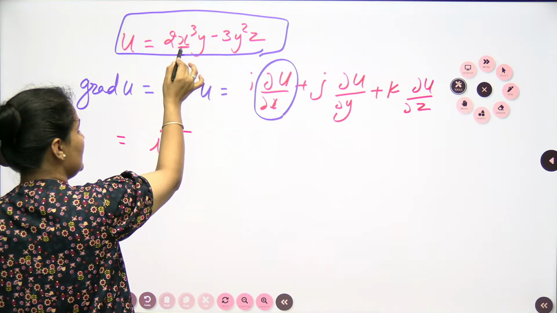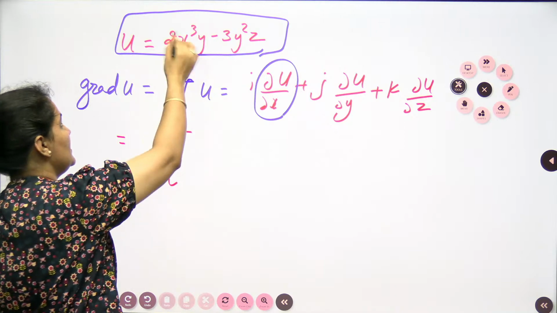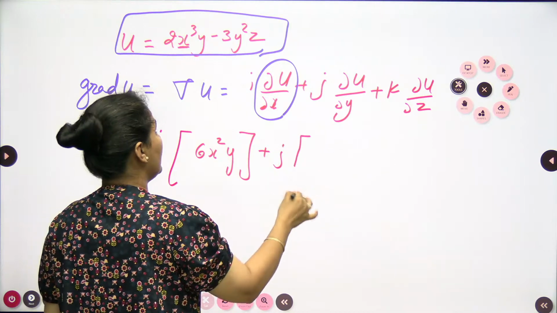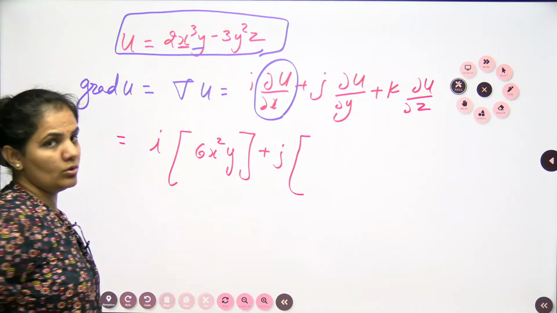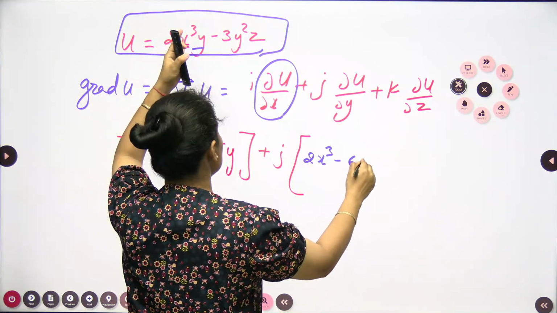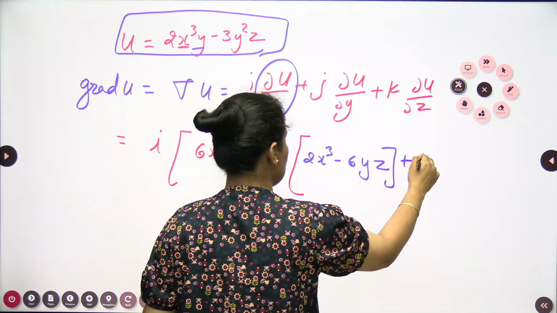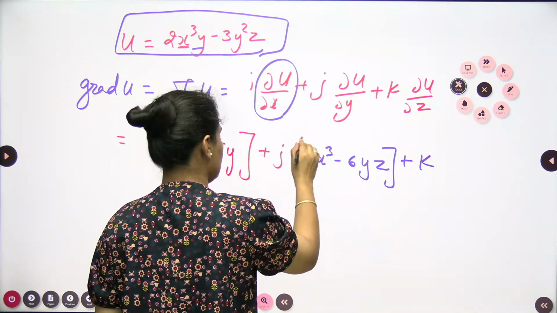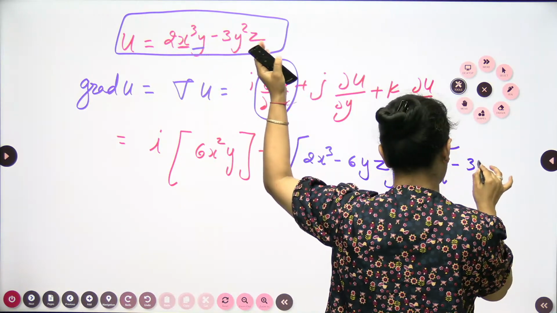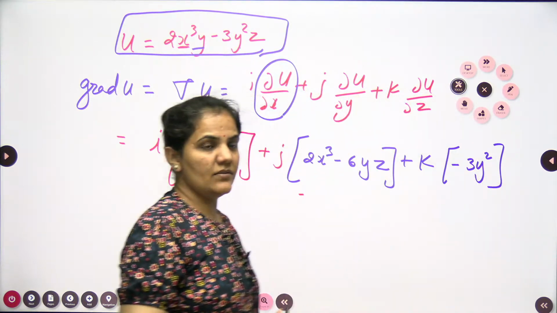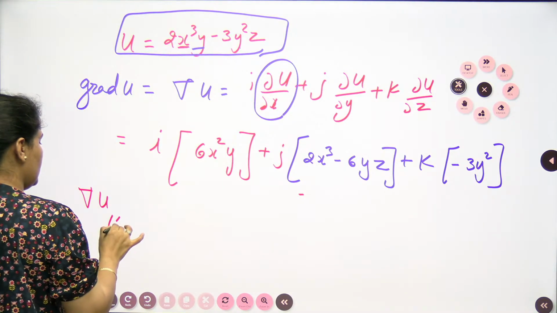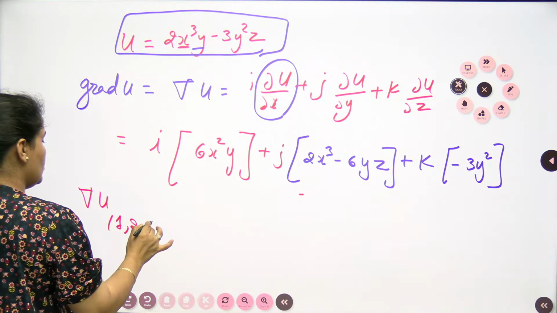So I can write down directly del u by del x. The partial differentiation with respect to x will be 3 times 2, that is 6x square y, plus j. Partial differentiation with respect to y: we are having y on both sides, here and here also. So it will be 2x cube minus 6yz, plus k. With respect to z, we need to only solve this one, so that is minus 3y square. As the point is given to you, the point is 1, 2, minus 1, so we will find out the gradient at the point 1, 2 and minus 1.